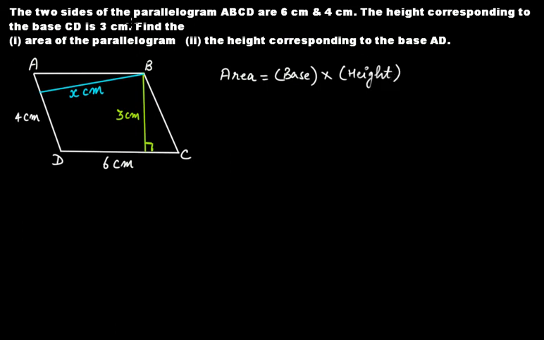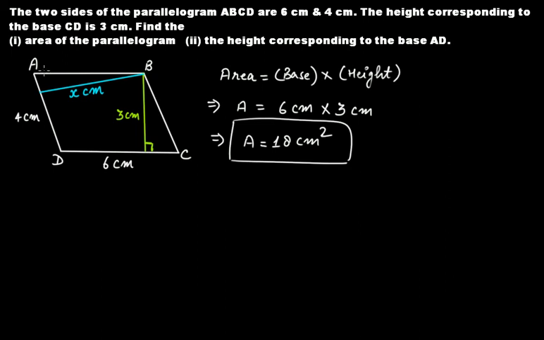Okay, so it's saying that the height corresponding to the base CD, we know this base and we know the height corresponding to this. So this area, if we denote this area with A, then A becomes base, that is 6 centimeter, times height, that is 3 centimeter, and this gives you A is equal to 18 centimeter square, right? 18 centimeter square. Therefore, the area of the parallelogram ABCD is what? 18 centimeter square.